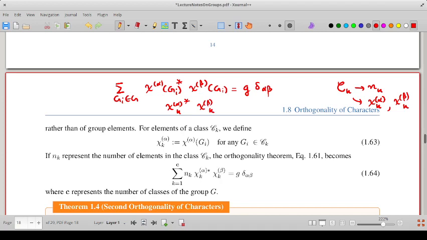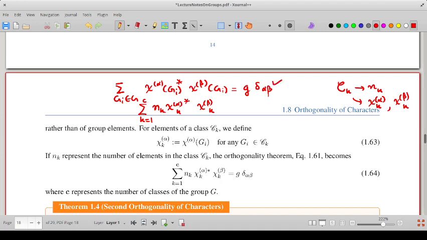Now for all elements in that class, this term will be the same. So this product will be the same for all elements in that class, and there will be Nk such elements. So in the sum, the contribution will be Nk times this, and the summation over all elements of the group is now equivalent to summation over all such classes. So we just need to take the summation over classes running from k equal to 1 to C, where C represents the number of classes in the group.